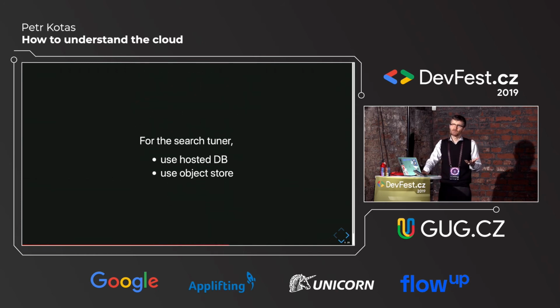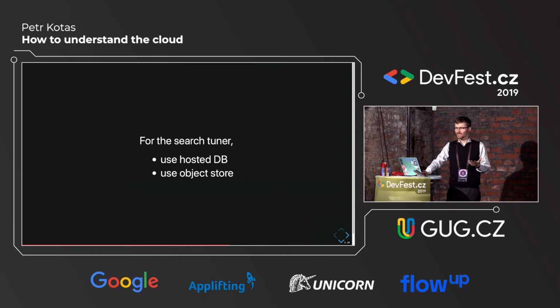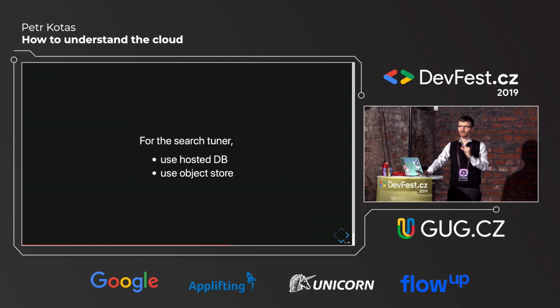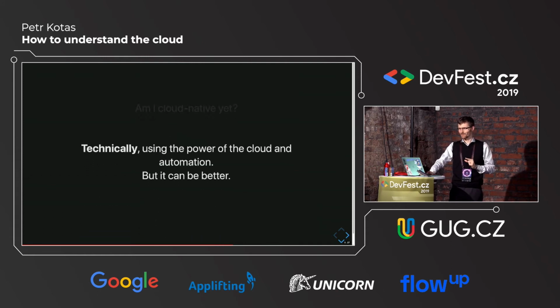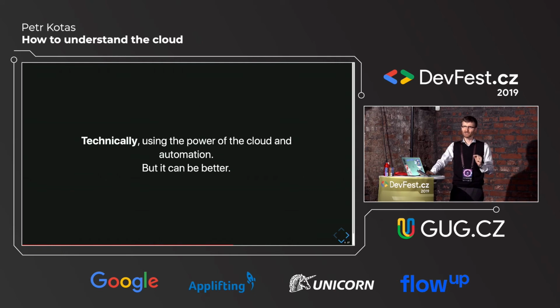So for us, when we wanted to do a little bit more, we chose a hosted database and we used an object store, because the application was not that big. So we are now running in containers. Everything is automated, and we swapped everything outside. Are we cloud native yet? Almost. Technically, yes, but we can still do better.